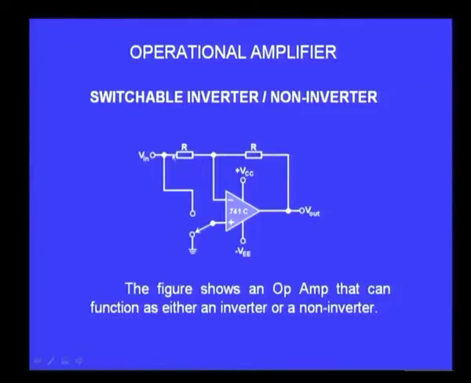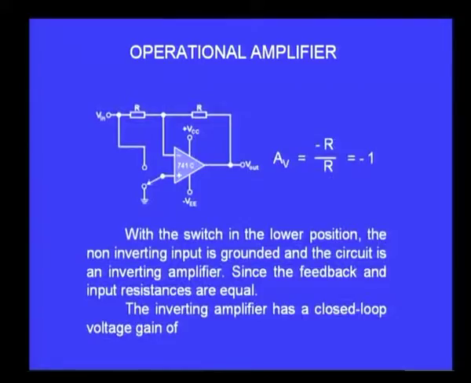When I connect it to ground, you can immediately see it becomes a very simple inverting amplifier, because the R are equal and you are giving the input at the inverting terminal, and therefore, the gain will be minus R by R, and that means minus 1. So, it is a simple inverting circuit when I put the switch to ground, with the non-inverting terminal connected to ground. AV for this configuration is minus R by R, that is equal to minus 1, because R is equal to R.